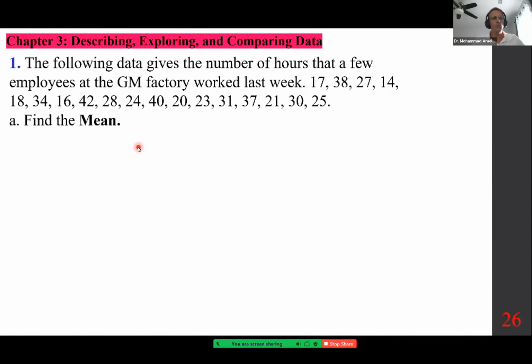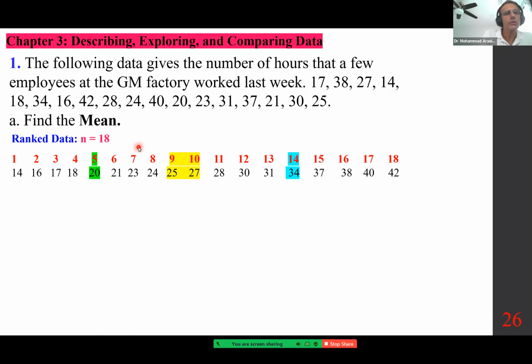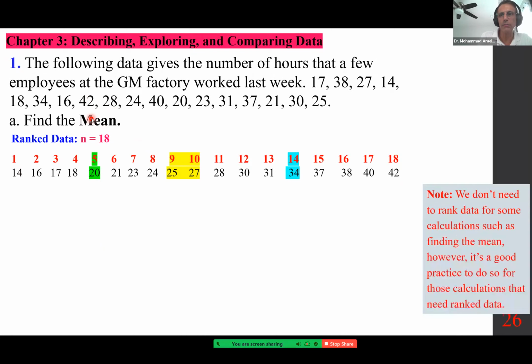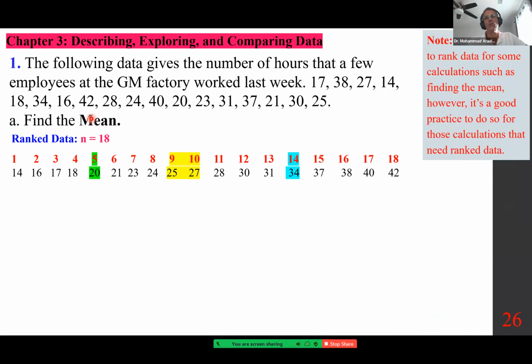What I like to do is to rank the data, although it is extremely important to know we don't have to rank the data if we are calculating the mean only. So we don't need to rank data for some calculations such as finding the mean. However, it's a good practice to do so for those calculations that need ranked data. You'll see them in a moment.